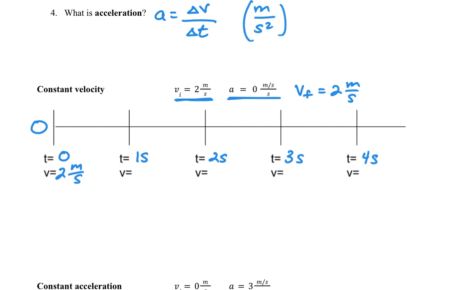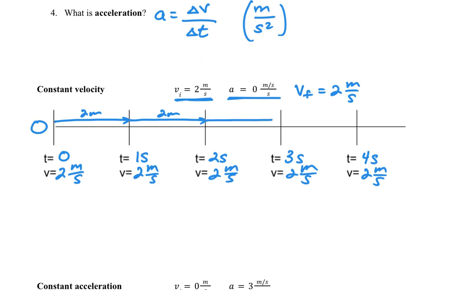That means 1 second later, it's still 2 meters per second. And 2 seconds later, it's still 2 meters per second. So the velocity is always going to be the same. Let's see if we can figure out how far the ball is going to travel then. If it's going 2 meters per second, that means that between time 0 and time 1 second, the ball has traveled 2 meters. Between 1 and 2 seconds, it's traveled another 2 meters. And between 2 and 3 seconds, another 2 meters. You're seeing the pattern here, right? The ball keeps traveling 2 meters over and over again per second.